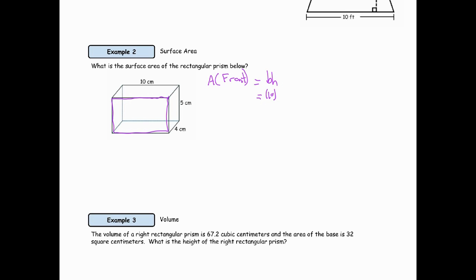The height, which could be either the left side or the right side here, corresponds with this side that has a height of 5 centimeters. So that will be the height of our rectangle, which means the area of the front surface is 10 times 5, or in other words, 50. That's a bad zero. Let me fix that real quickly here. 50 centimeters squared.